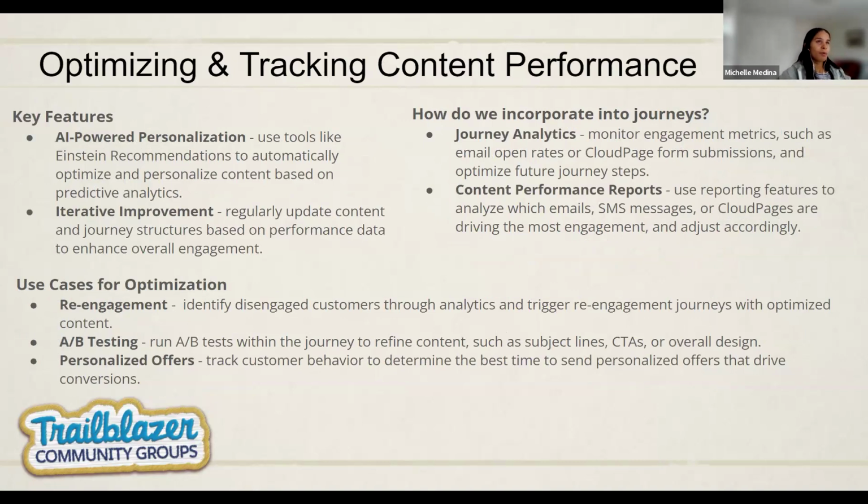And then if we're thinking about, right, you're building all these assets, you really want to optimize and track how the content is performing. Some key features within optimizing and tracking this content and how it has performed over time: you could use AI-powered personalization, right? You can use Einstein recommendations to automatically optimize and personalize content based on predictive analytics of past behavior and past engagement within emails or other channels as well.